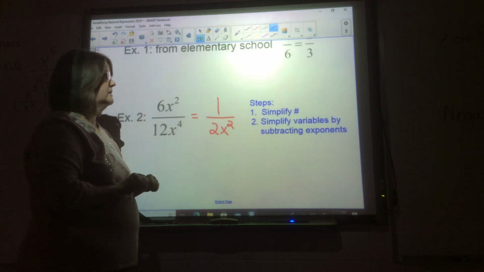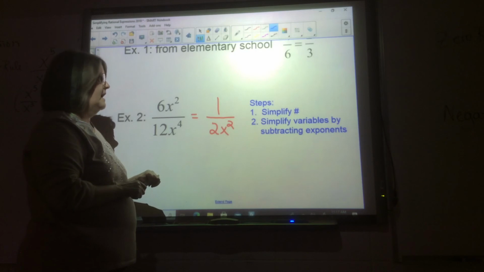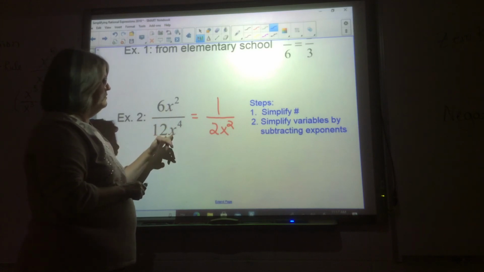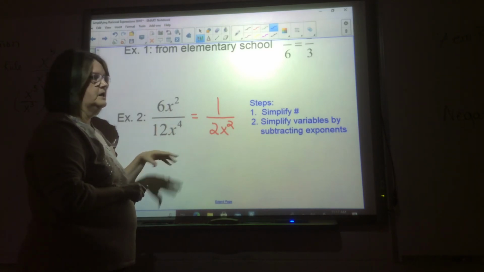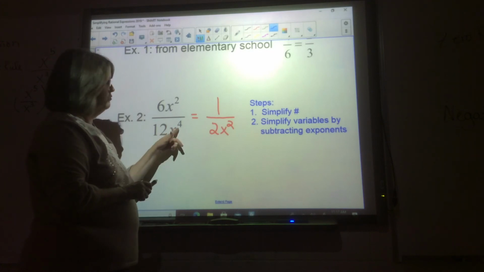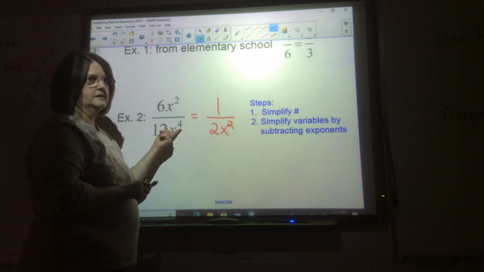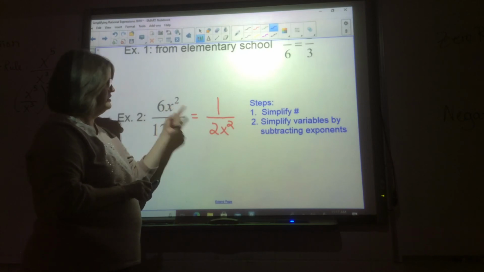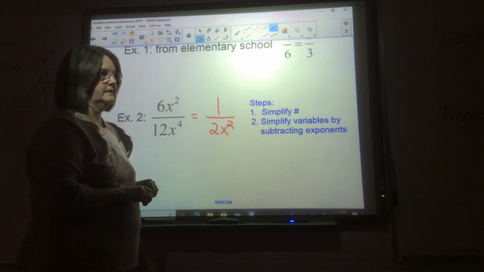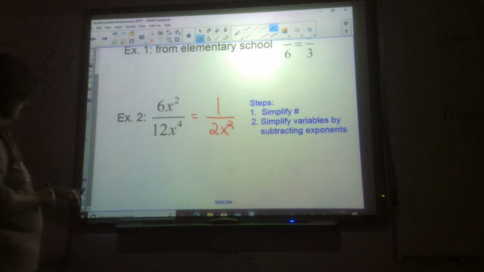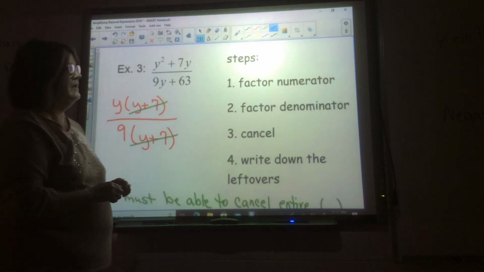It still is. And when we simplify with our variables, out of that unit that we did on exponents, remember, if you have one variable over another, you just subtract their exponents and you put your leftovers where the largest exponent is. And in this case, the largest exponent is in the denominator. So 4 minus 2 means that there are 2 left in the denominator. All right, let's move to some more complex ones.